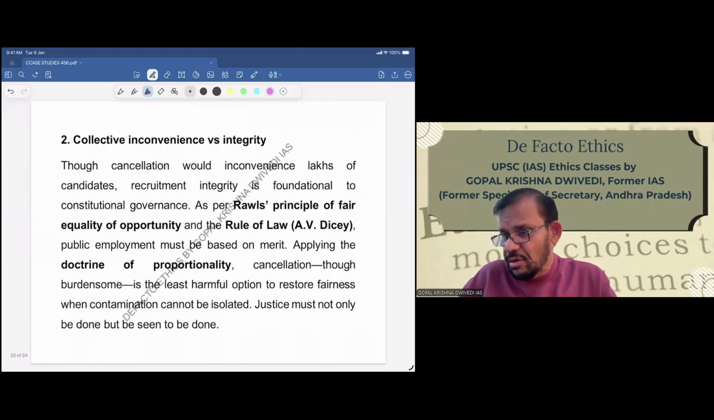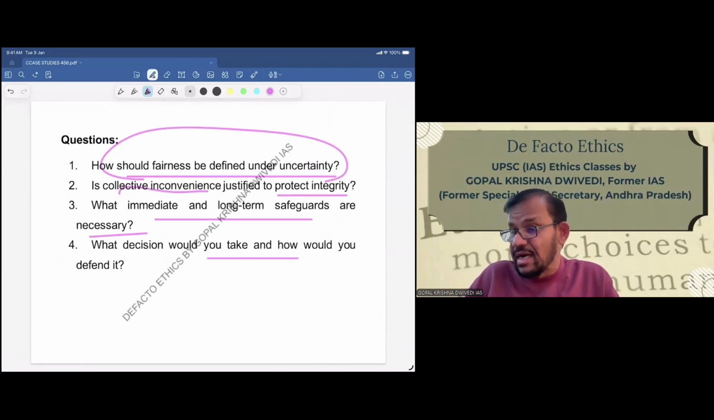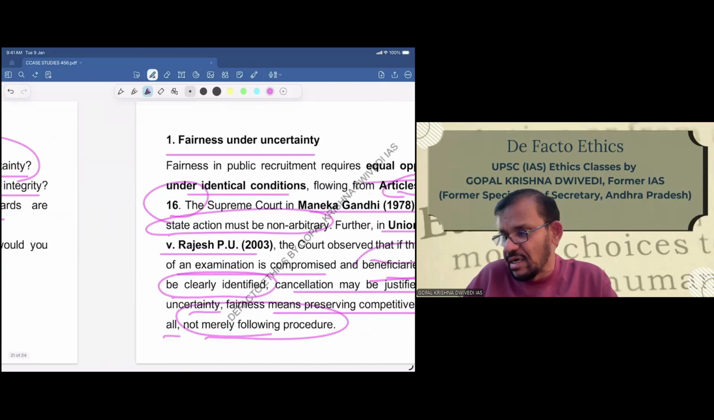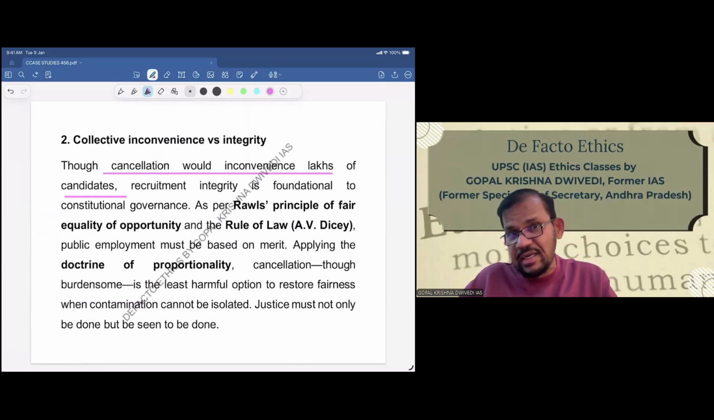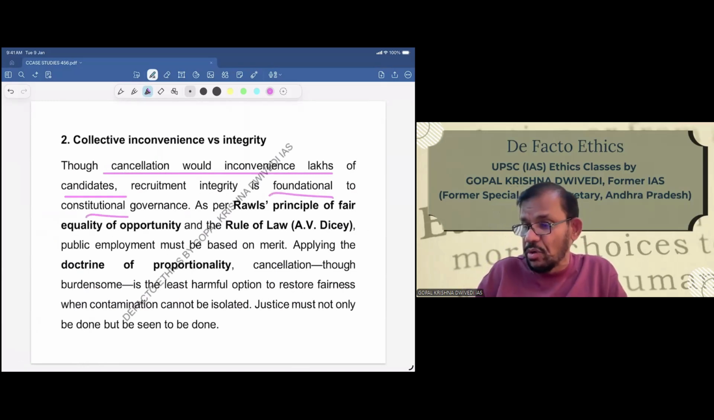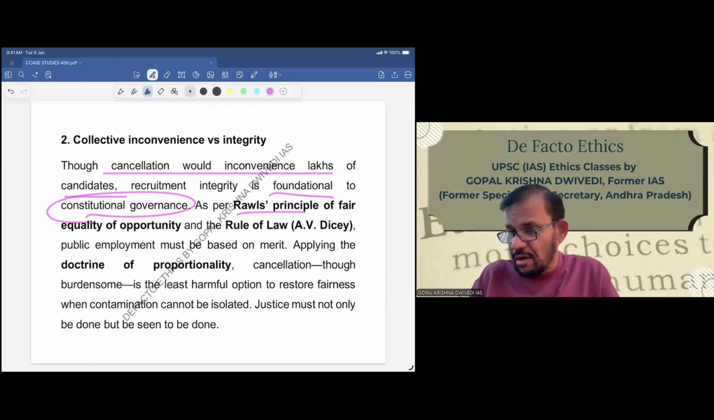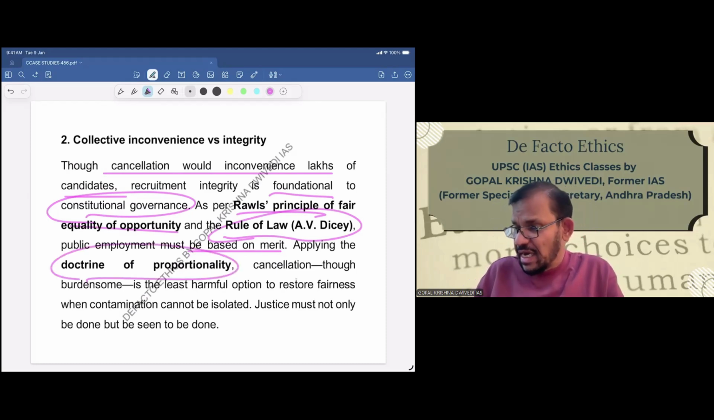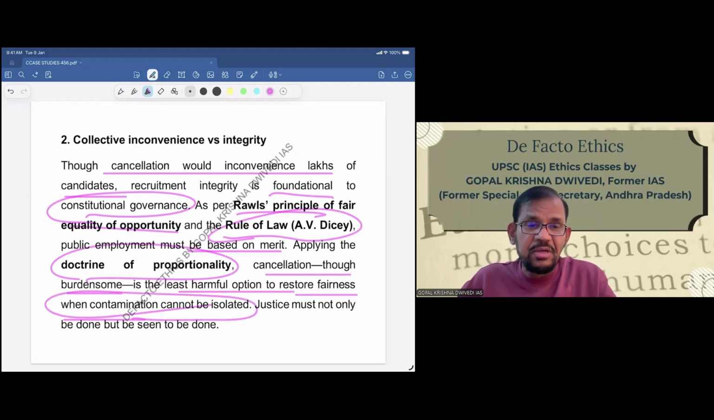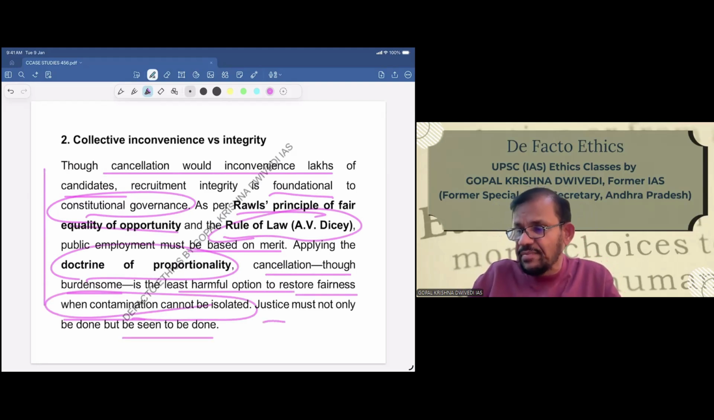Now we'll go to the second question. Let us read it again: is collective inconvenience justified to protect integrity? Now let us see what the answer can be. Though cancellation would inconvenience lakhs of candidates, as the numbers are quite high, 8 lakh candidates, recruitment integrity is foundational to constitutional government. As per Rawls' principle of fair equality of opportunity and the rule of law, public employment must be based on merit. Applying the doctrine of proportionality, cancellation, though burdensome, is the least harmful option to restore fairness when contamination cannot be isolated. Justice must not only be done, but also be seen to be done. So this is the answer as far as collective inconvenience versus integrity is concerned.